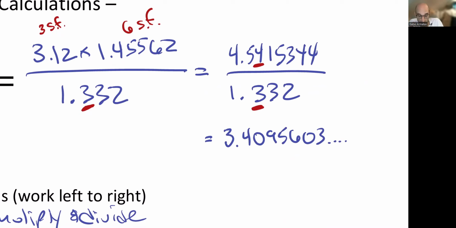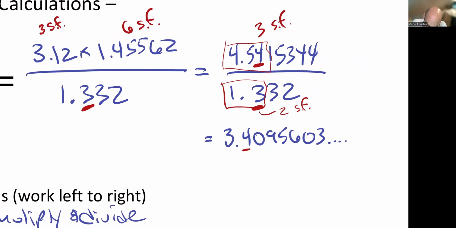I am dividing. So now the question is, how many significant figures? Because remember, multiplying and dividing, we're interested in the number of sig figs. This right here would have had 3 sig figs. This one would have had 2 sig figs. So those are the ones that are important. My answer should be rounded to 2 sig figs. I'm going to underline my second sig fig. This answer is 3.4. Done. That is the final answer.